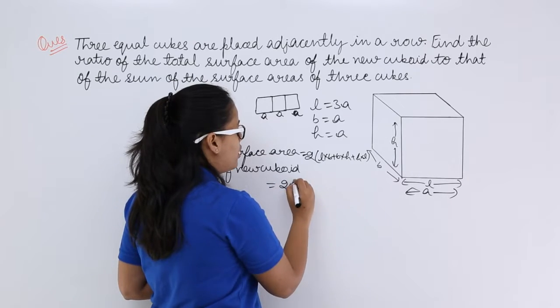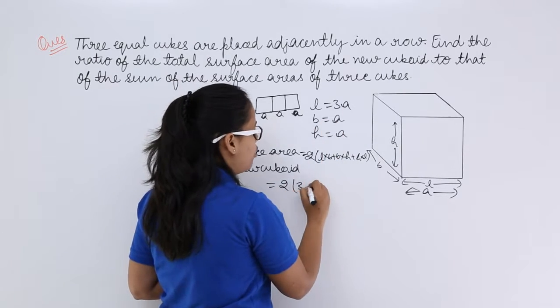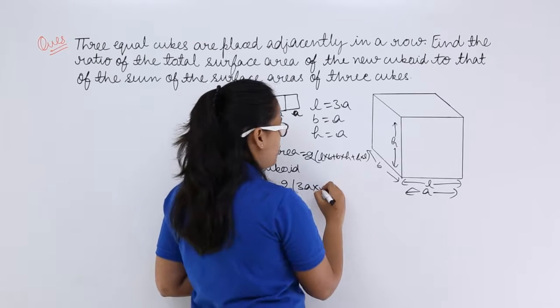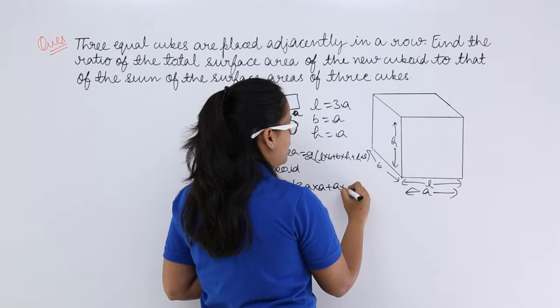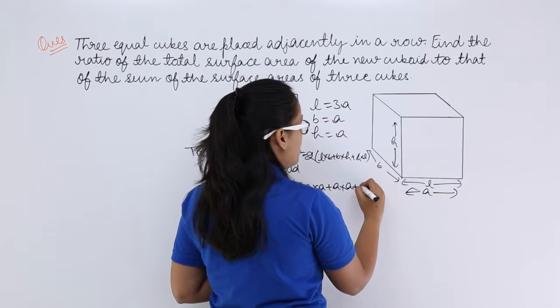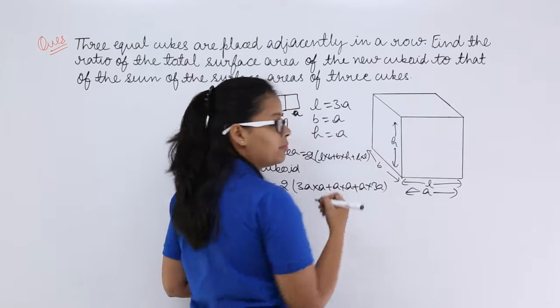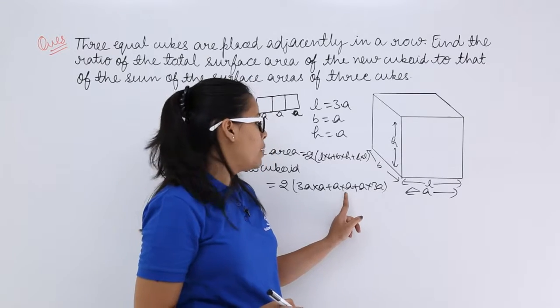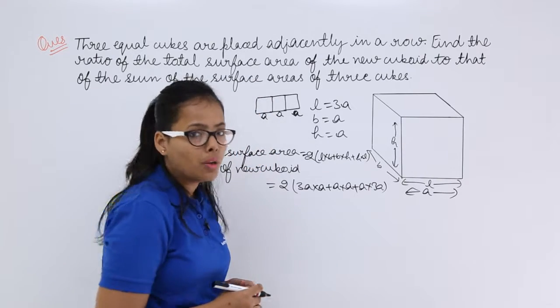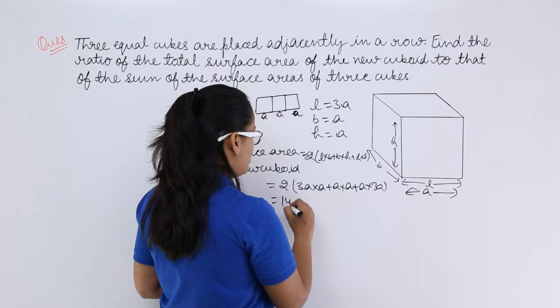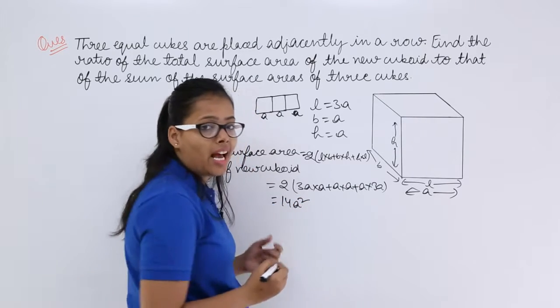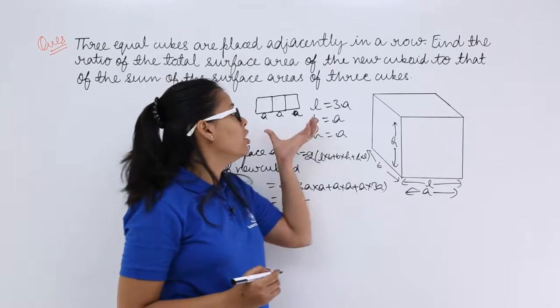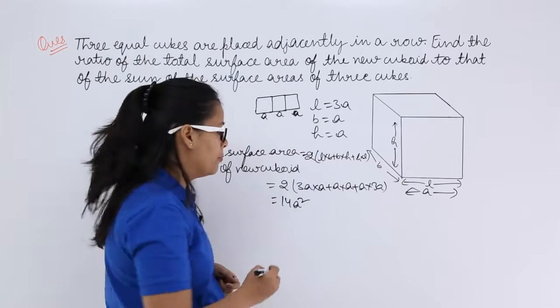You know the value for length, which is 3a. Let's put all these values here. Value for b is a, into a, plus h is a, into 3a. So what you'll get here is 3a square plus a square plus 3a square. So this will be 7a square. You will be getting 14a square as the total surface area of the newly formed cuboid.